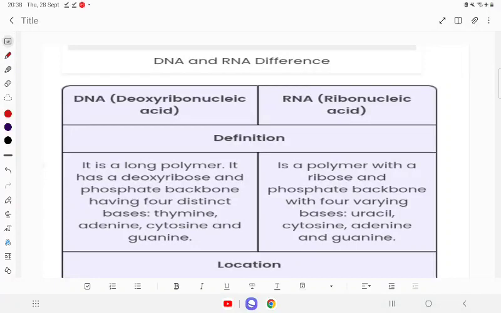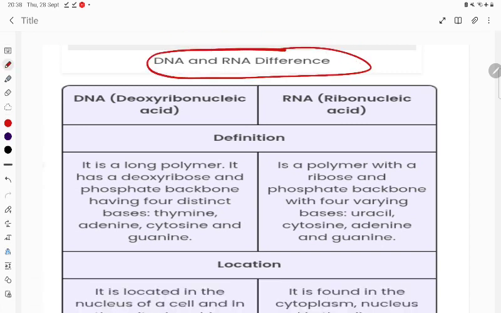Hello student, let's try to understand the difference between DNA and RNA student. This topic we are going to cover.